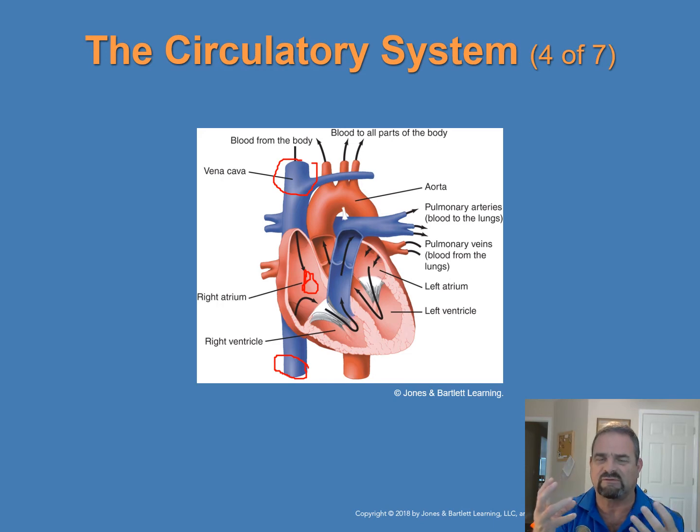So just something to remember is everything comes through the atriums first, and the ventricles are the workhorses. The ventricles are the workhorses that move it around to where it needs to be. So the unoxygenated blood comes into the right atrium, and the oxygenated blood from the lungs goes into the left atrium, and then everything is pushed down into the ventricles to get it to where it needs to go. That's a good way to remember that.